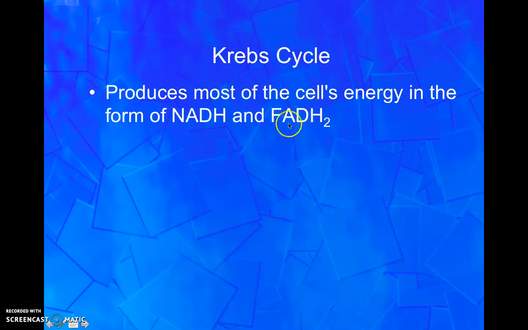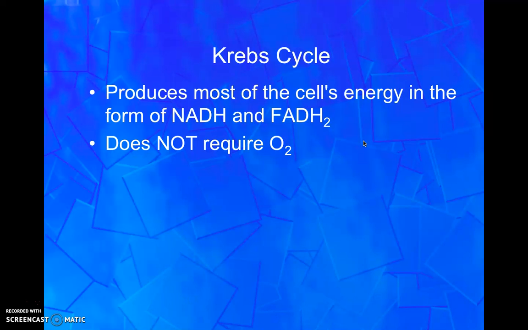All right, and so the Krebs cycle is where we get most of our energy from NADH and FADH2. We get those energies, not so much the ATP as the other energies. We don't need oxygen. Didn't need oxygen for glycolysis. We don't need oxygen for Krebs cycle.